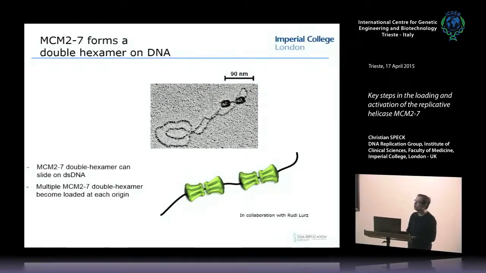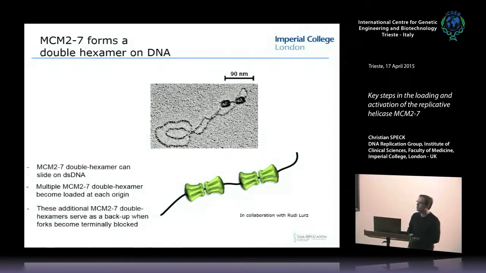So you load multiple ones, and what's the function? Well, those additional MCM double hexamers serve as a backup. When a fork becomes terminally blocked, then you can reactivate one of those double hexamers and form a new fork. So this is a very elegant way to deal with those kinds of problems.